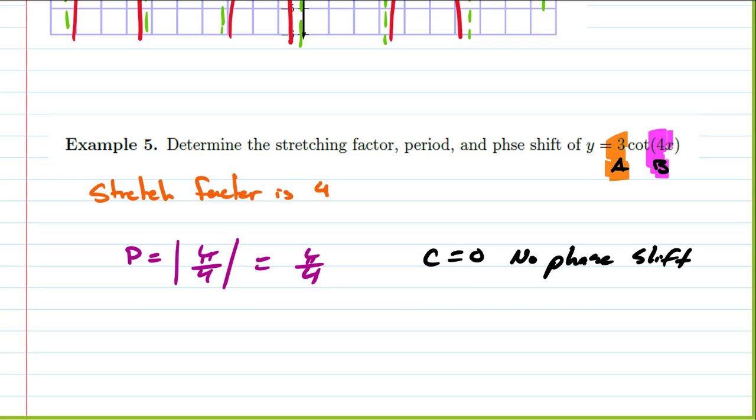And that would be our stretch factor, our period, and our phase shift.